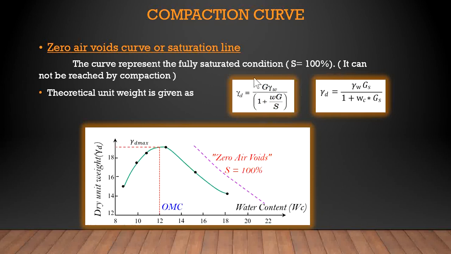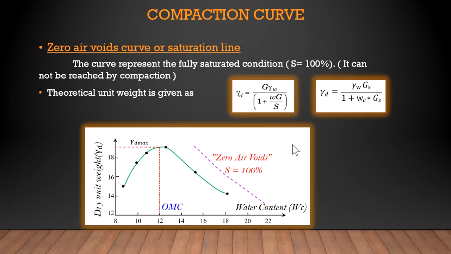We have this equation: gamma d is equal to G gamma w upon 1 plus w into G upon S. Here gamma d is the dry unit weight, G is the specific gravity, gamma w is the unit weight of water, w is the water content, and S is the degree of saturation. Now substituting S equal to 95%, 90%, 85%, 80%, and so on, one can arrive at gamma d values for different values of water content in percentage.